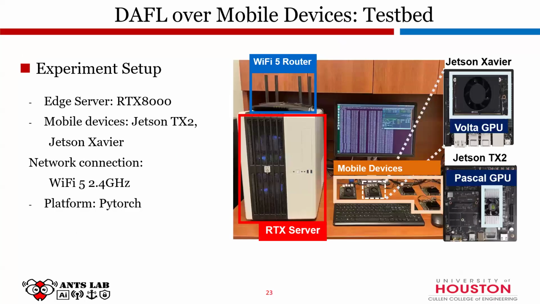So let's take a look at the DFL over mobile device testbed. We have the experimental setup of RTX 8000. The mobile devices we use are Jetson TX2 and Jetson Xavier. For the network connection, we use Wi-Fi 5, and the platform is PyTorch.